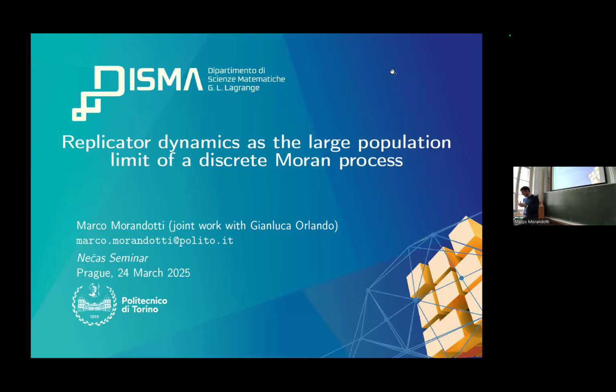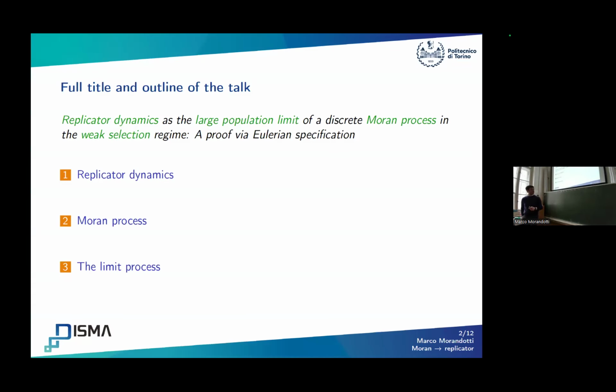Together with Gianluca Orlando from the Politecnico in Bari, we proved that the replicator dynamics can actually be derived as a limit of the Moran process as the number of individuals goes to plus infinity. And there are some other quantities that are involved in this limiting process, which I'm going to talk about in a second. The first thing that I would like to do is actually to specify a little bit more the title.